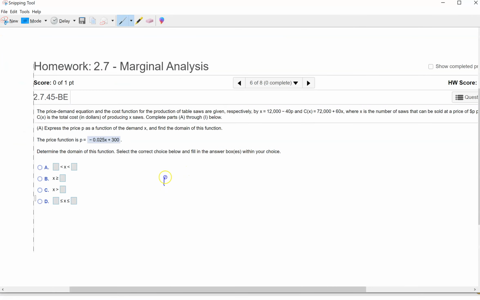Okay, so just a reminder, we just found this price demand equation. I'm writing it in function notation here. We just found that in part A. And remember, domains are just restrictions on what we can input into a function. Now, if this wasn't a word problem, my domain would be all real numbers, right? So remember, what does X represent? X is the number of saws here. But if it was just a random function, X could be anything. But this isn't. This is a real world situation. So there's some restrictions on X.